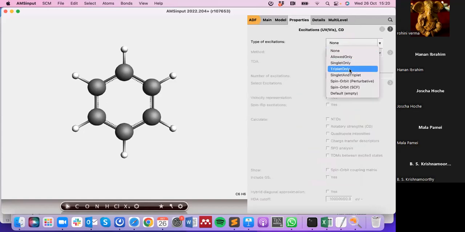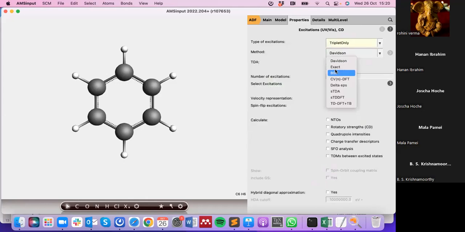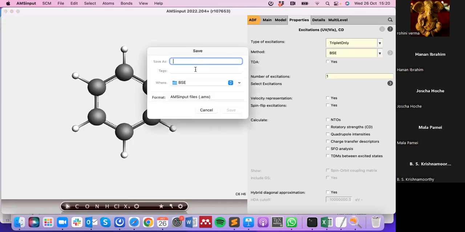And to switch on BSE, you just go here to the excitations panel. Now we are only interested in triplet excitation, so triplet only. And here we turn on BSE. I only care about the lowest excited state. In the drop down, there's Davidson and BSE. BSE uses a Davidson algorithm typically. You can also do an exact diagonalization, but I'm not going to show this. Now I could in principle just save this calculation somewhere.